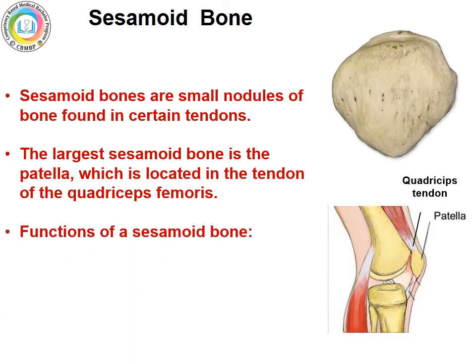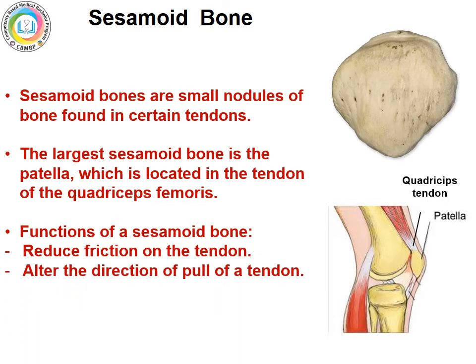What is the function of this sesamoid bone? Number 1, reduce friction of the tendon with the bone. Number 2, alter the direction of pull of the tendon. Change the direction of pull of the tendon. Sesamoid bone.